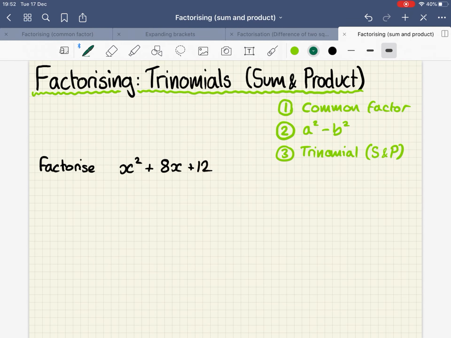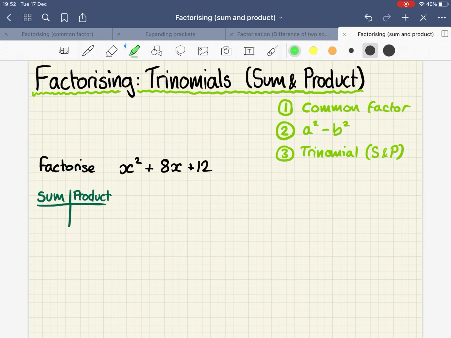So our first one here, we've got factorise x squared plus 8x plus 12. So setting up my sum and product table. As I get quicker, in the next exercise, I'm just going to put S and P. But for now, I'll have it as sum and product.